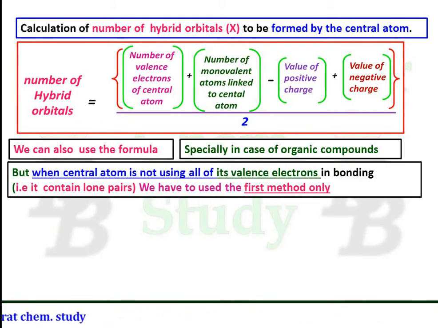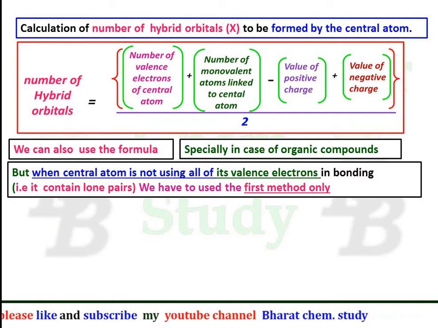But when the central atom is not using all of its valence electrons in bonding, that is, it contains a lone pair, then we have to use the first method.